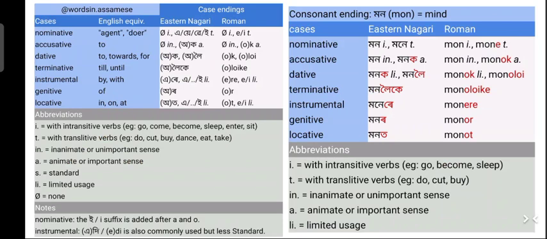So the next case is instrumental case. In English, the equivalents are by, with, and also through. And in Assamese, it is mostly marked by re when the noun ends with a vowel, and ere when the noun ends with a consonant. Ere with mon, it's monere, by the mind or with the mind or through the mind.